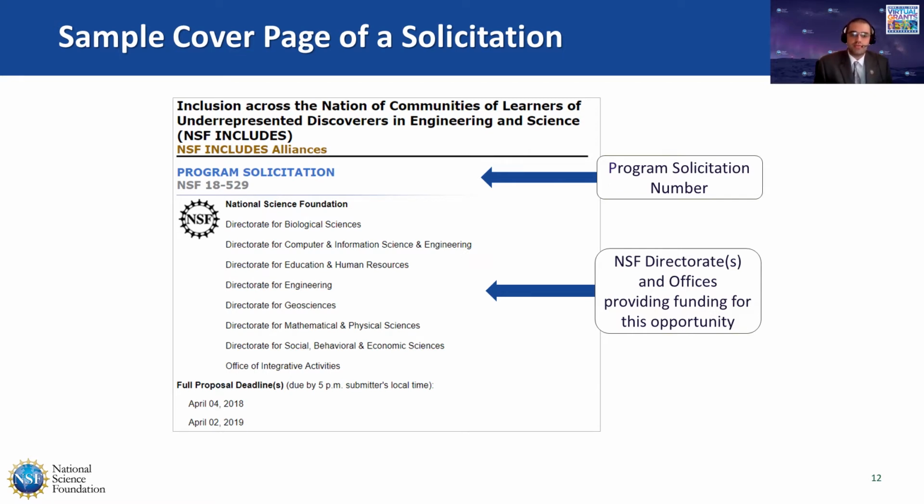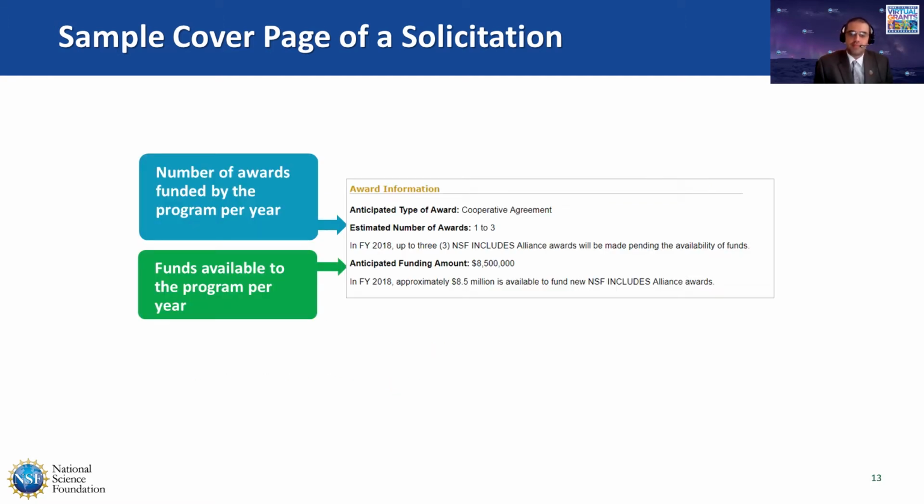So in this case, you see pretty much every directorate within the NSF participates in NSF includes, but in other cases, you may see fewer directorates, and in some cases, you may see specific divisions within the directorates participating. So not all organizations may be participating. The other important aspect of solicitation is the total funding amount and the number of awards that are expected to be made under the solicitation.